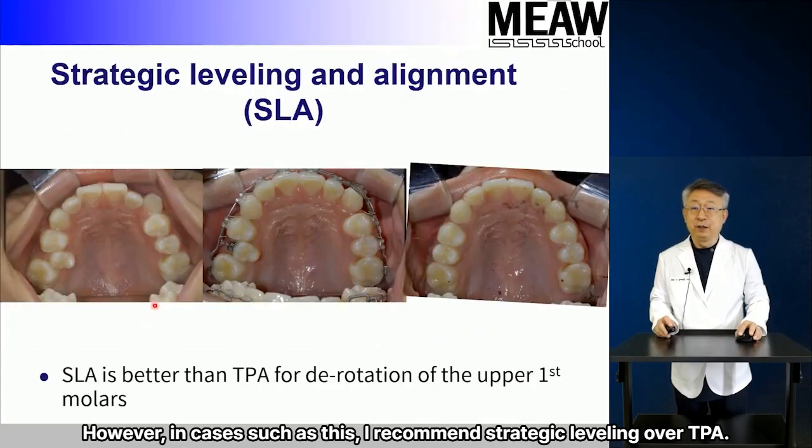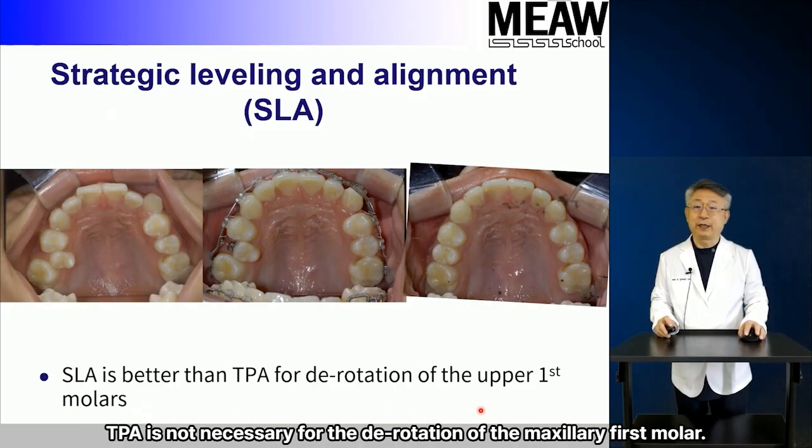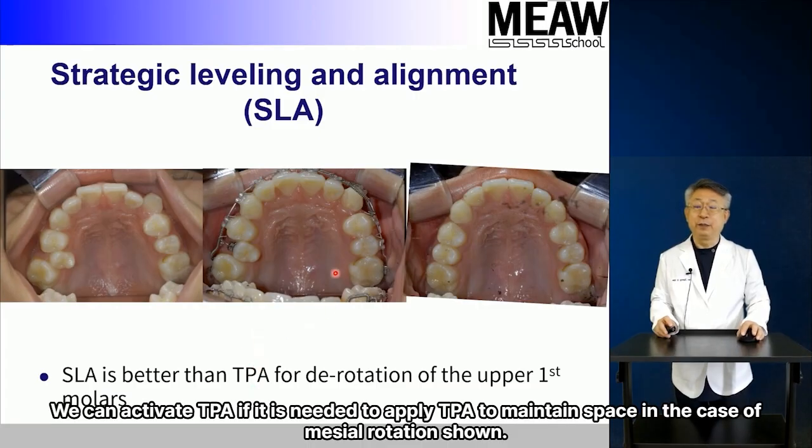However, in cases such as this, I recommend strategic leveling over TPA. TPA is not necessary for the derotation of the maxillary first molar. We can activate TPA if it is needed to maintain space in the case of mesial rotation shown.